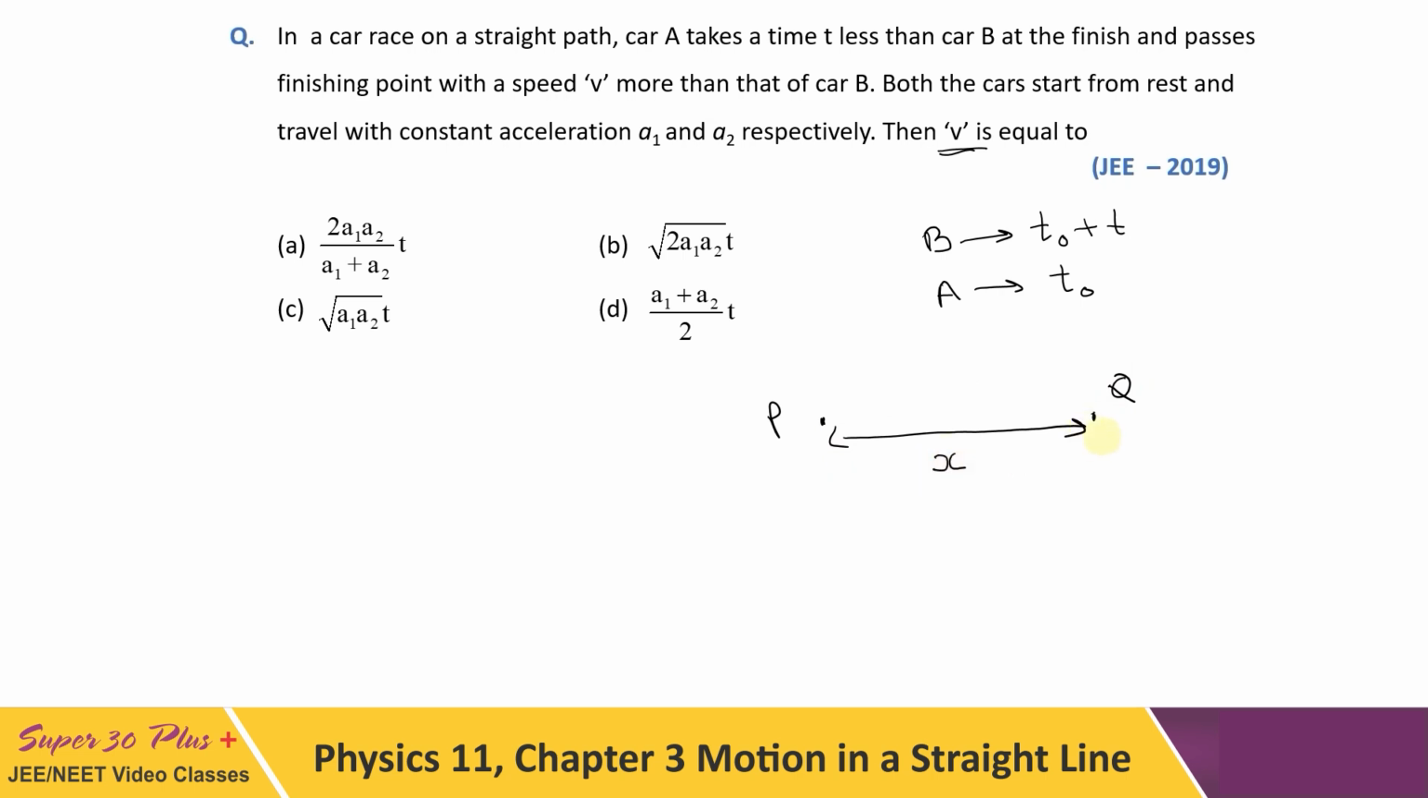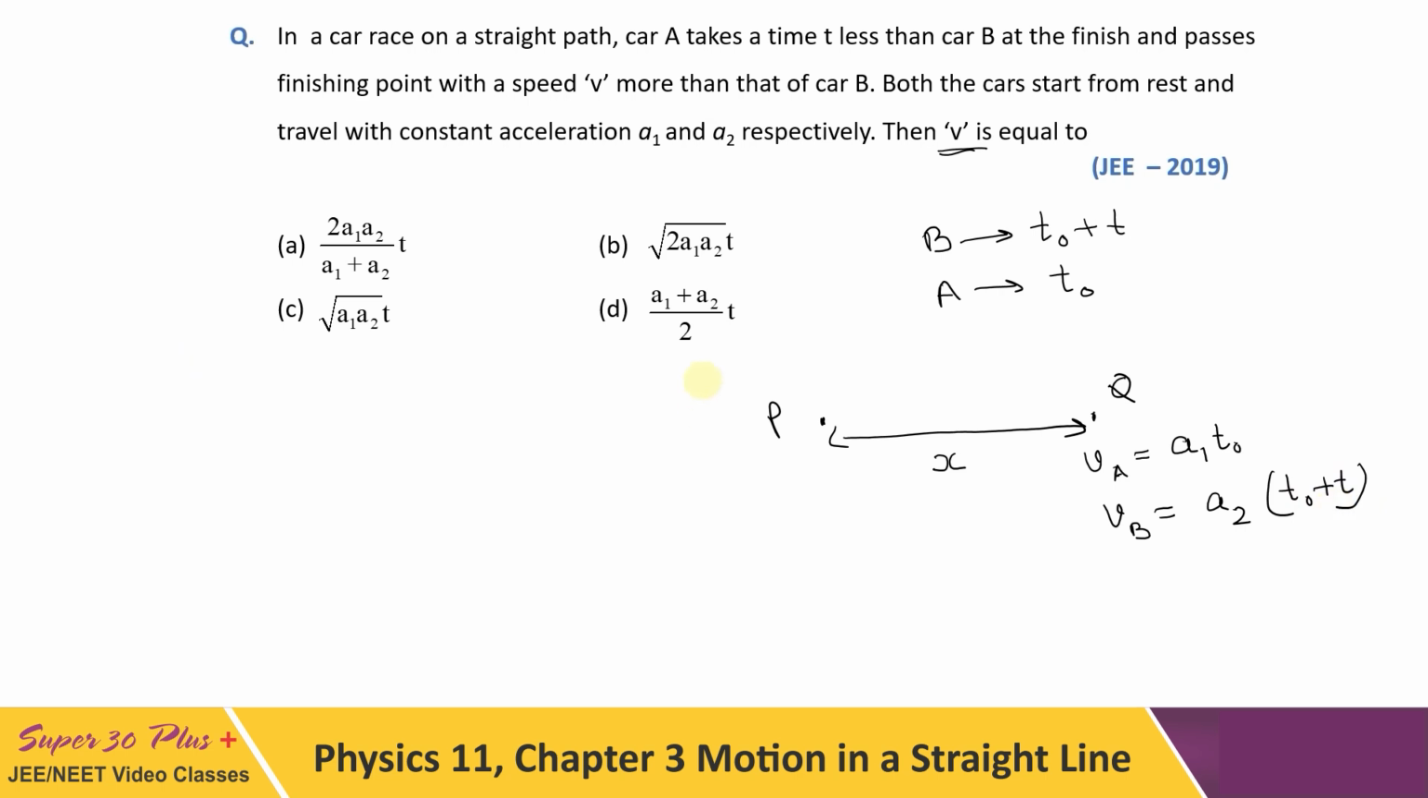At the end of journey at point Q, velocity of A is, if it has acceleration a1, then that will be equal to a1 t0 because it is moving with constant acceleration and had started from rest. So VA can be written as a1 t0. Whereas VB has to be, here acceleration is a2 and time taken is t0 plus t.